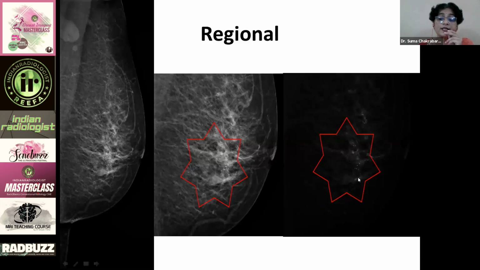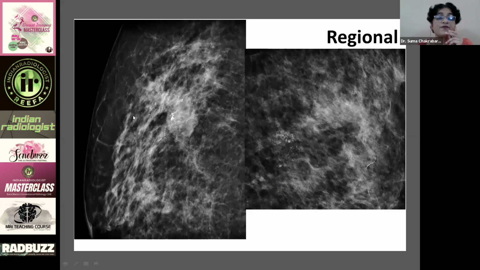Regional calcification: there's calcification here, there's some more here, there's some more here, but it doesn't conform to a segment. This is more than 2 centimeters, and therefore it is regional. So any calcification that you see, you have to describe the distribution. Another example of regional calcification: here there's another one, there's calcification here, here, and some here as well. So more than 2 centimeters and not in a segmental distribution.